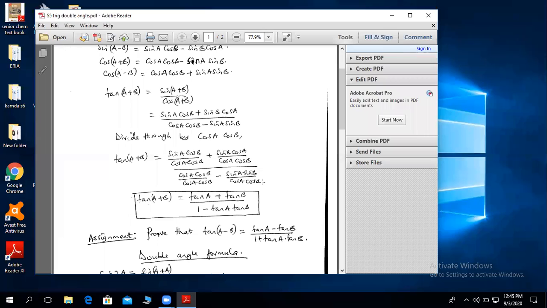Nothing is cancelling, so I remain with sin A out of cos A, which is tan A, and sin B out of cos B, which is tan B. So this is the expansion for tan. Tan(A+B) will give you (tan A + tan B) out of (1 - tan A tan B). Now these identities are in the logarithm table, but it does no harm for you to know them in your head so that you can always save time.